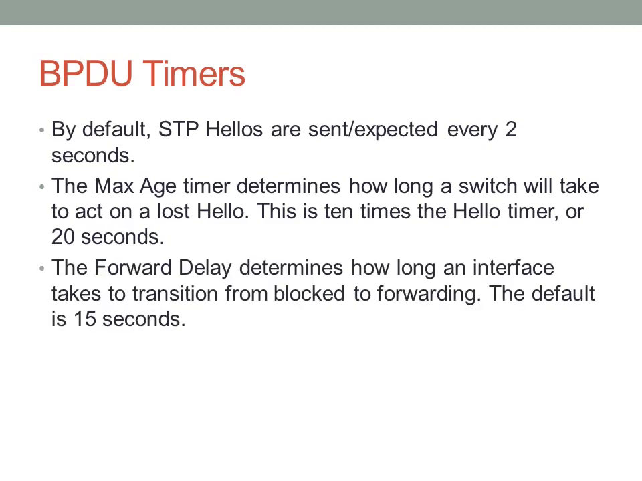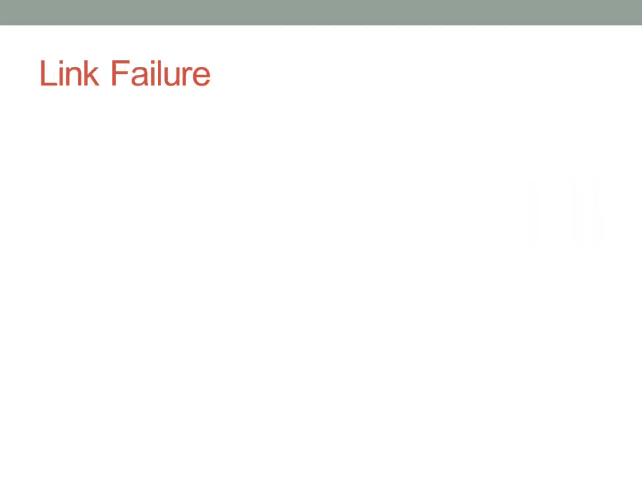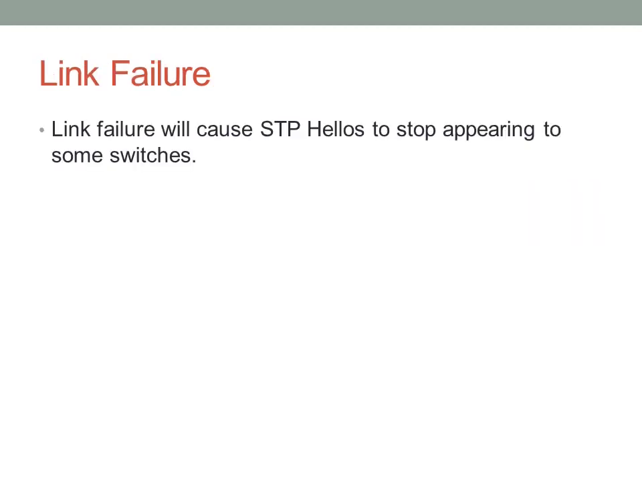The forward delay timer determines how long an interface takes to transition from a block state to a forwarding state. The default for this is 15 seconds, and there are a couple different states that it has to go through that rely on this forward delay timer. We'll talk about those as well. So now we need to see what happens when a link failure occurs.